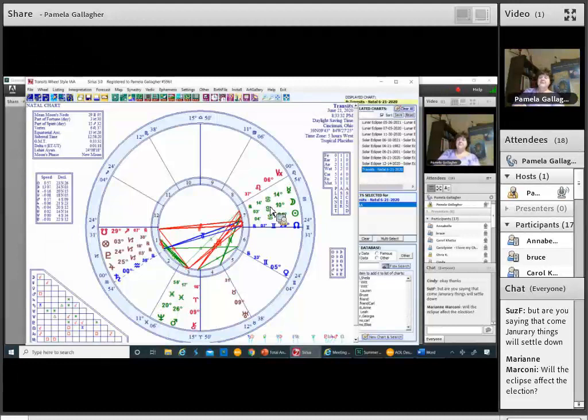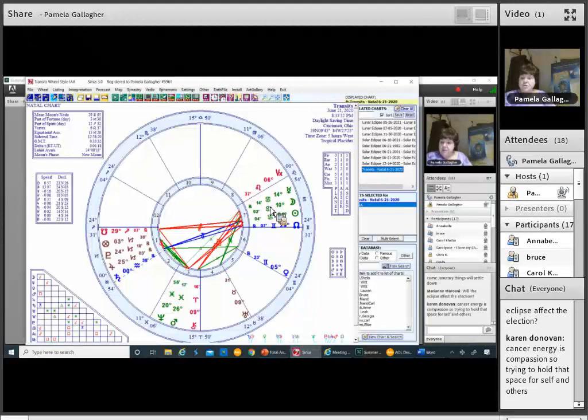Will the eclipse affect the election? It's in between 2 eclipses, and of course it will. But there are other things happening, like Mars being retrograde in its own sign, Aries, which is fiery and a fighting spirit, smack dab in the middle of this. I have the election chart. We will do a Sunday night in the fall, and I will show you the election chart.